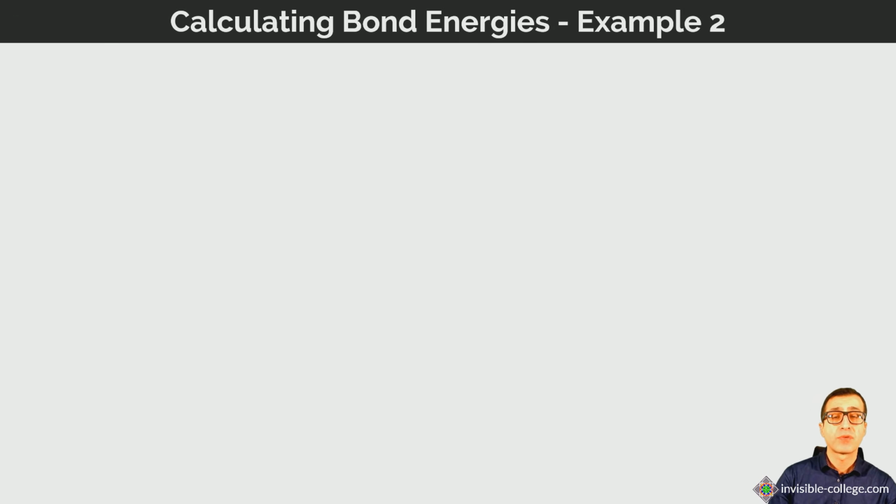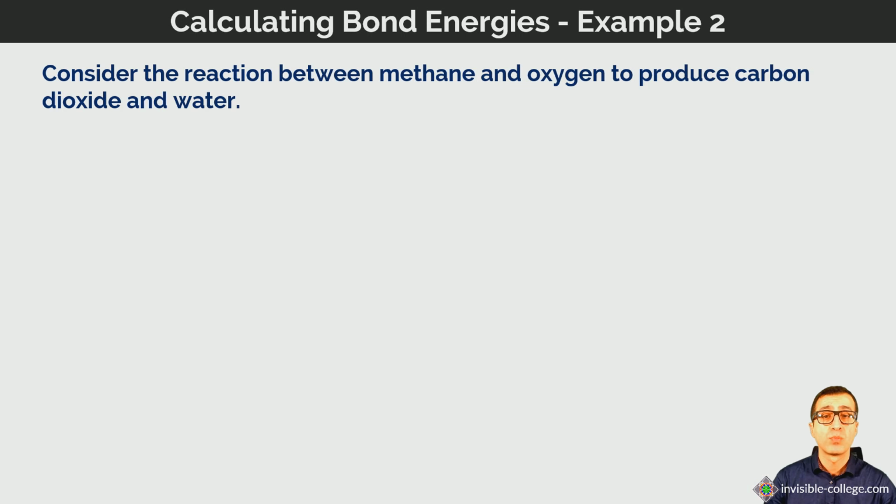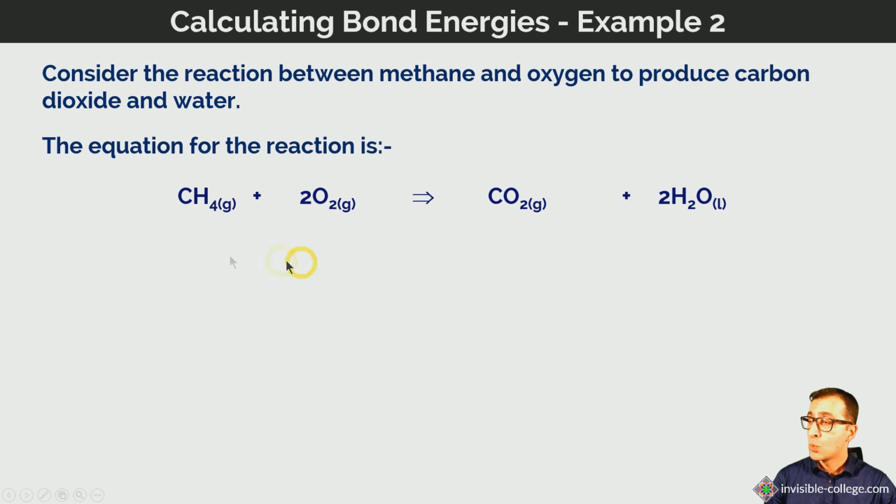Let's take a look at another example here. Consider the reaction between methane and oxygen, the burning of methane in excess oxygen to produce carbon dioxide and water. Again, the equation for this reaction we've seen before is this. 1 mole of methane gas will react with 2 moles of oxygen gas to produce 1 mole of carbon dioxide and 2 moles of water.